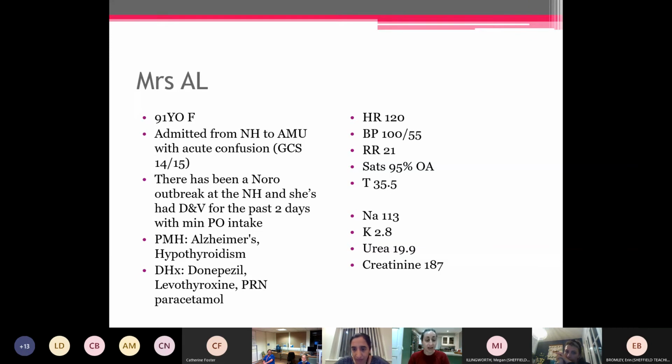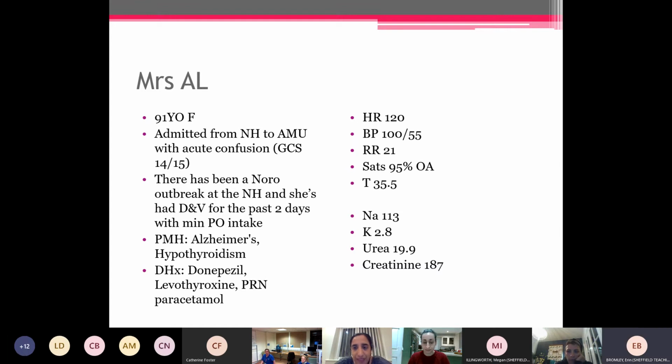Her background is Alzheimer's and hypothyroidism, and she takes donepezil, which I'll just tell you isn't a causative medication, and levothyroxine and PRN paracetamol. Observations: she's a bit tachycardic, borderline hypotensive, respirates 21, sats are fine, temperature's a little bit on the low side, and she's got hyponatremia, hypokalemia, and probably a bit of an AKI. So my first question is, can anyone describe this hyponatremia for me? Based on what we discussed right at the beginning, what information can we get just from this history that tells us anything about this hyponatremia?